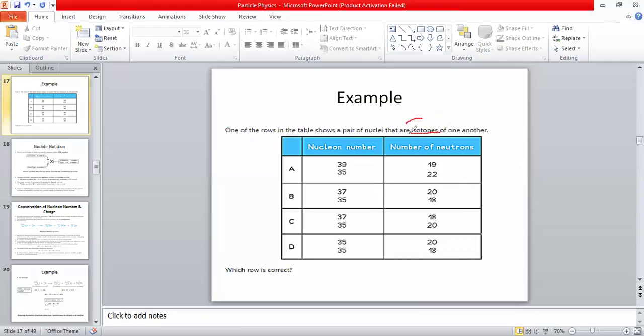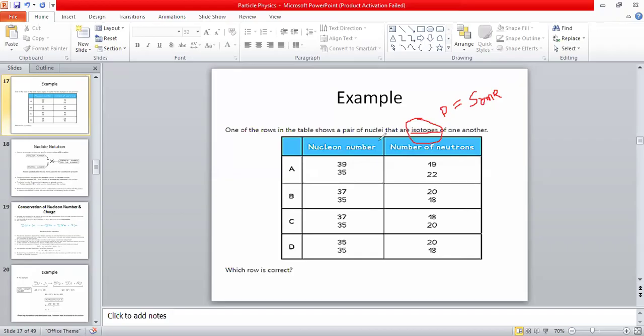So what does the term isotopes mean? Isotope means that the proton number in each case should be what? The proton number in each case should be the same. The number of protons should be the same in each possible case. So how are we going to find out which specific option is correct? Yes, anyone who can answer it? Is it B? Huh? B, the second option.